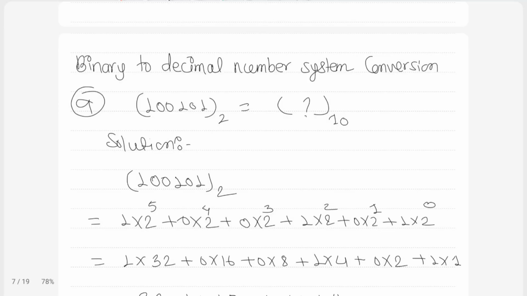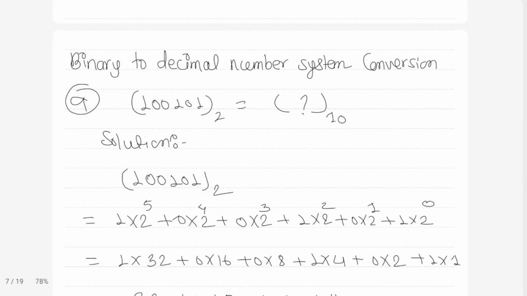We have another conversion, binary to decimal number system conversion. First of all, we understand the theory. Each binary digit represents a power of 2. Multiply each bit by 2 raised to its position from right to left and sum the results.